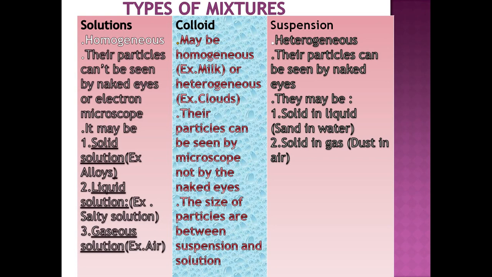Another example is solid in gas. By the way, a lot of scientists classify dust in air as colloid, but in your book, you can find that solid in gas is under the suspension. Okay. Again, solution is homogeneous because you can't see the particles of salt after dissolving in water by naked eyes or the microscope. Number 2, colloid: you can see the particles of colloid only after using the microscope. Suspension: you can see the particles of suspension with your naked eyes.